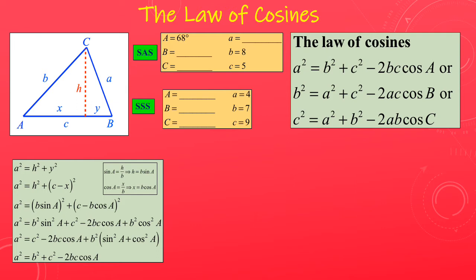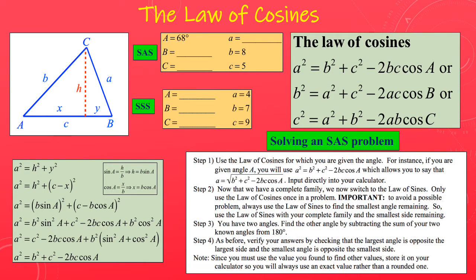Realize that the Pythagorean theorem is just a specific case of the law of cosines. When the angle is 90 degrees, that means the cosine of that angle is 0. And the 2bc cosine A, B, or C washes out, and we are simply left with the Pythagorean theorem.